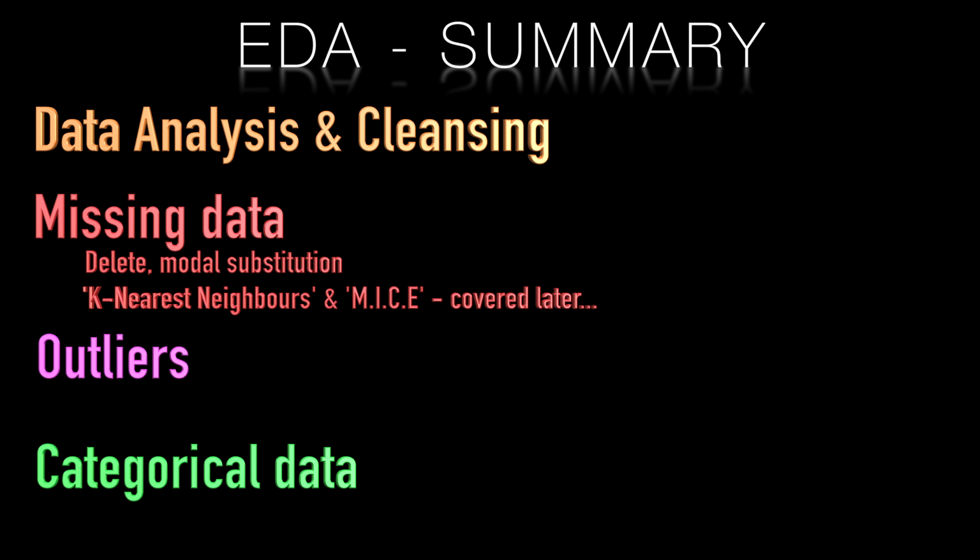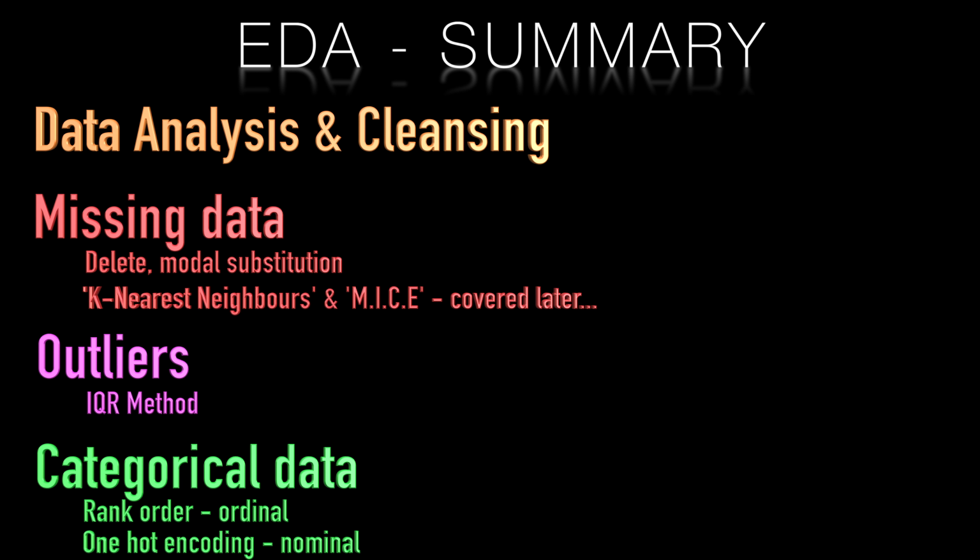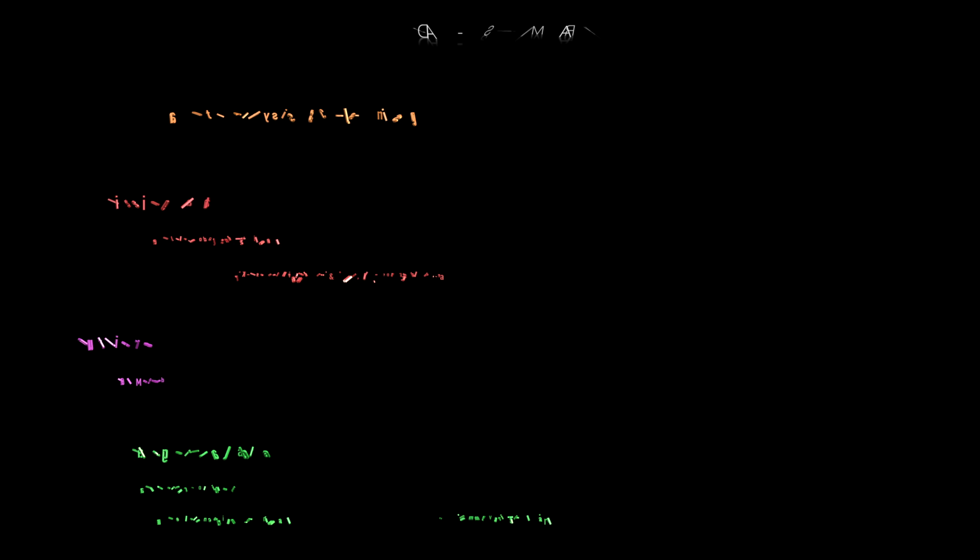For outliers, we've looked at the IQR method. Application of this method massively improves generalization. In order to generate numeric data from coded text values, we've looked at rank order for ordinal data and one-hot encoding for nominal. With one-hot encoding, we have to be aware of the dummy variable trap. We've seen how to deal with this by deleting one column per feature.